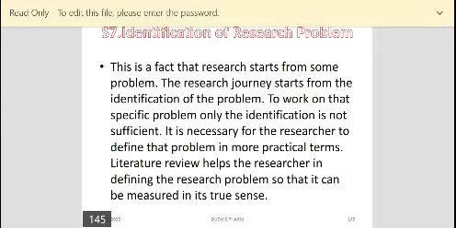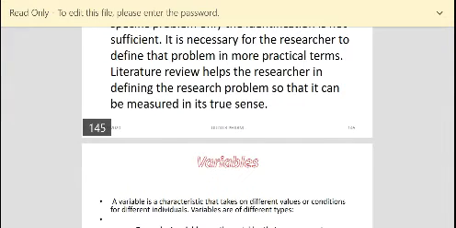That is, what problem did the previous research see? What was the problem in the previous research? Or other theories, what do they say about the problem? So that is why, from defining a research problem, for your research problem to be concrete, you have to go to literature review, where you might review concepts and theories or review previous research findings. And literature review helps the researcher in defining the research problem so that it can be measured in its true sense. I hope we understand this.